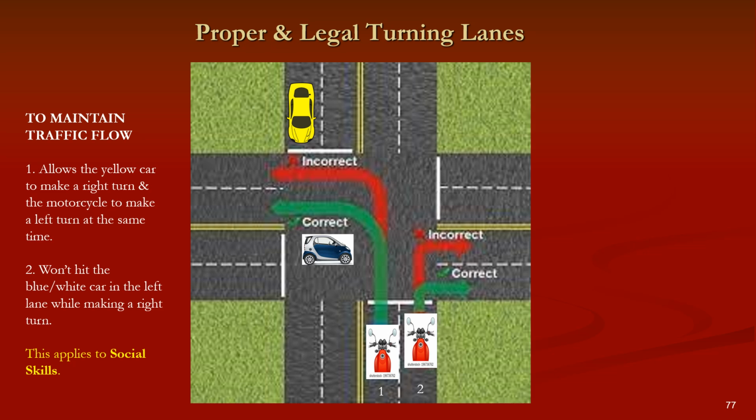Here's another scenario, proper and legal turning lanes here. Let's talk a little quickly about it. Again, this is designed to maintain traffic flow. Number one, the motorcycle in the number one position here allows the yellow car to make a right turn and the motorcycle to also make a left turn at the same time to keep the flow of traffic going. And that motorcycle in the number two position, you won't hit the blue white car in the left lane while making a right turn. And this applies to the social skills that we mentioned in the basic rider course.